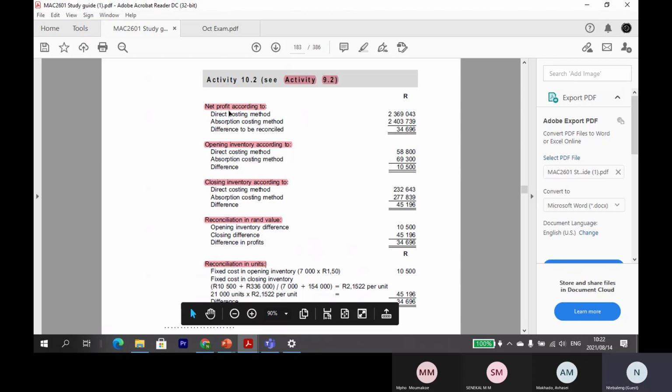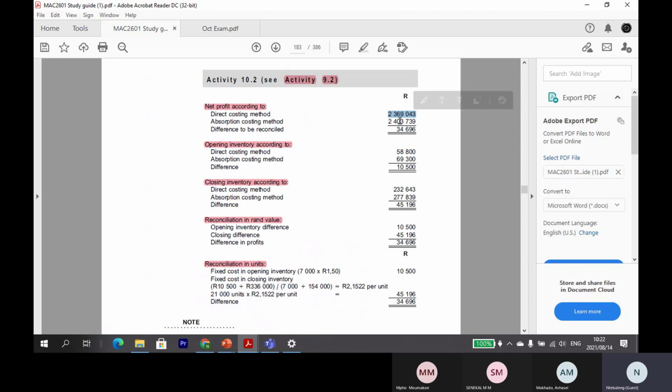Sharp. So under the direct costing method, the net profit from the income statement that we're looking at is 2.3, and absorption is 2.4. So the difference between the two is 34,000. You now put in your inventory according to the two methods. Under direct costing, we had 58. Under absorption, we had 69. So the difference is 10. Under the closing inventory, with 232 and 277, we've got 45.